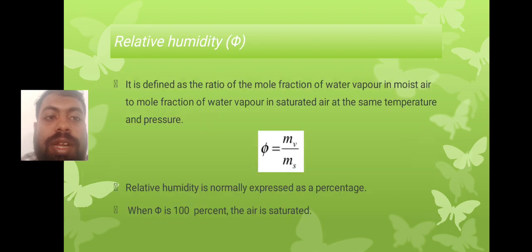Next, we are going to see relative humidity. It is defined as the ratio of the mole fraction of water vapor in moist air to the mole fraction of water vapor in saturated air at the same temperature and pressure, given as phi equals mv by ms. The relative humidity is normally expressed as a percentage, where if phi is 100%, then the air is saturated.